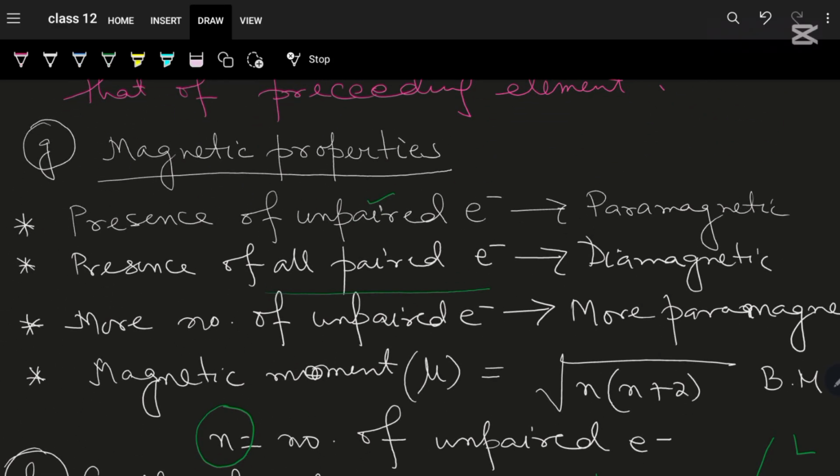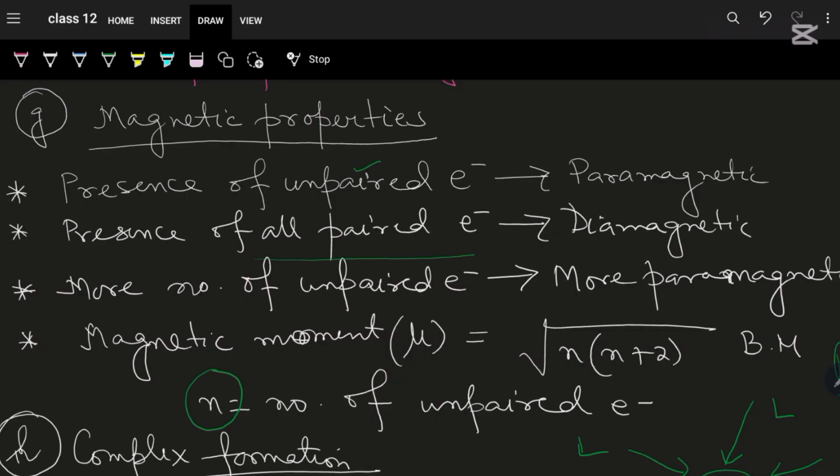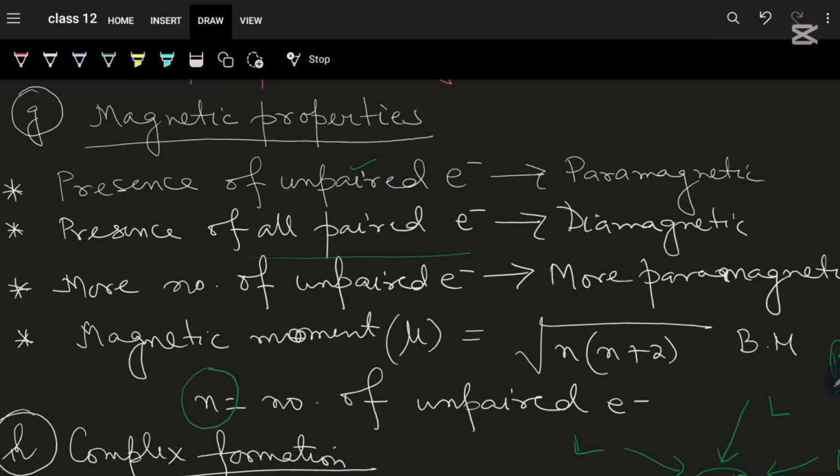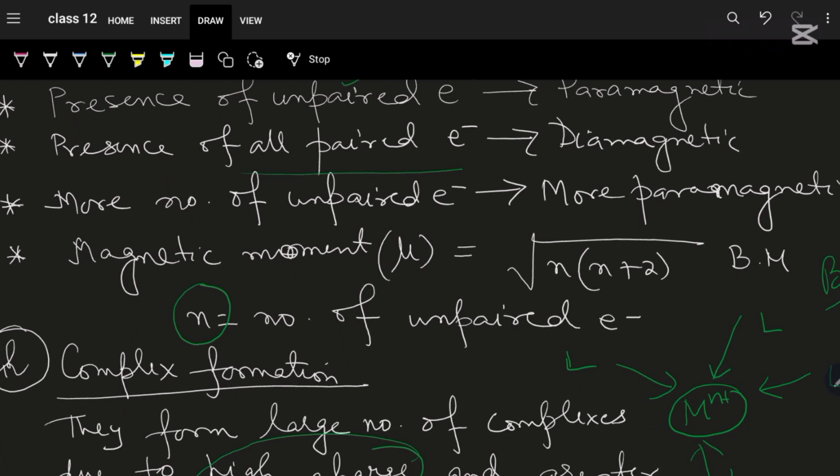Okay. Next, moving on to magnetic properties. Presence of unpaired electrons will make the element or the compound paramagnetic. So transition elements show paramagnetic behavior. Why? If they have unpaired electrons, then it will be paramagnetic, and if they have all paired electrons, not even one unpaired electron, then it is diamagnetic.